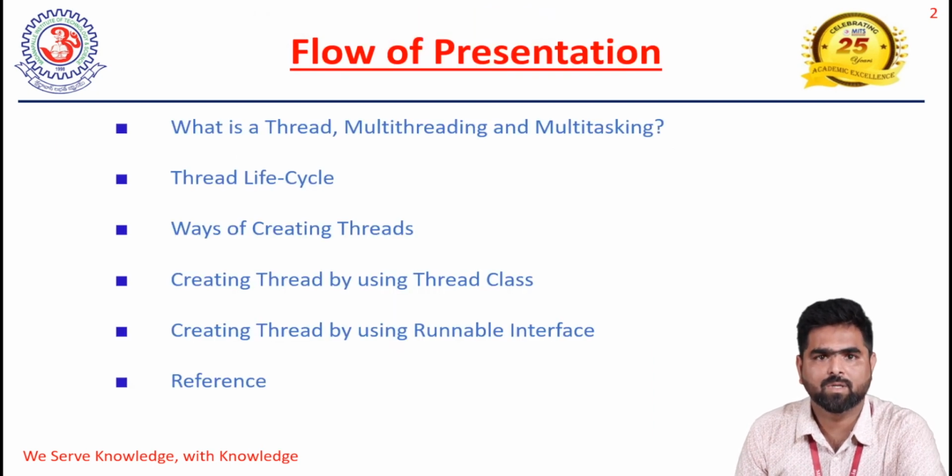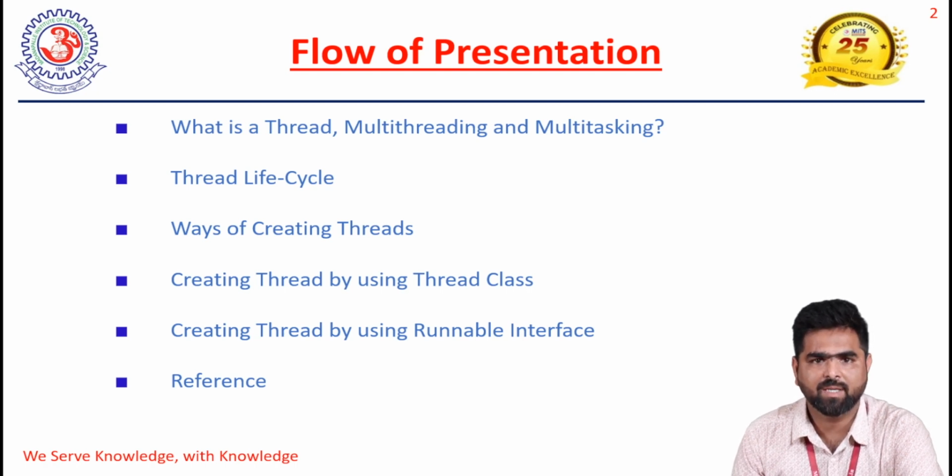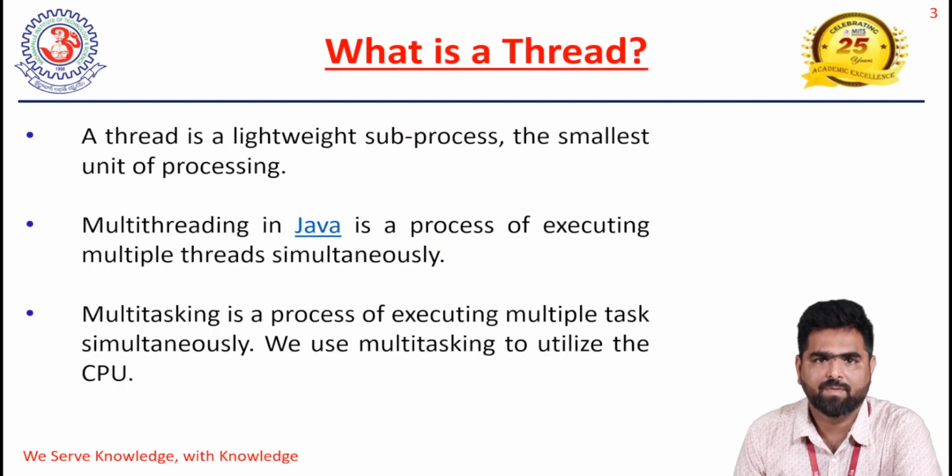In our course content, first we are going to see what is a task, then we will discuss what is a thread and what we mean by multi-threading and multitasking, what is the difference between multi-threading and multitasking, and then we will move to the thread life cycle. Then we will discuss the different ways of creating a thread, and how to create the thread by using the Thread class as well as by implementing the Runnable interface.